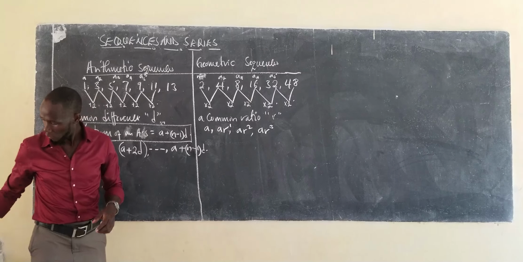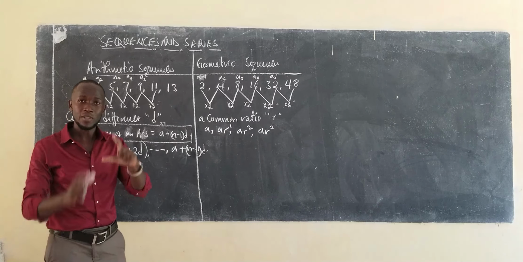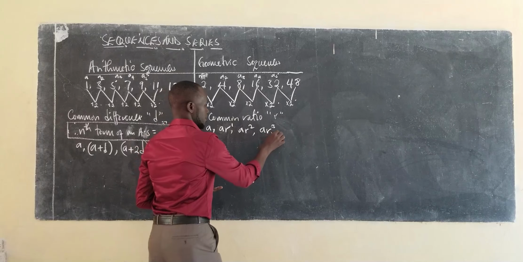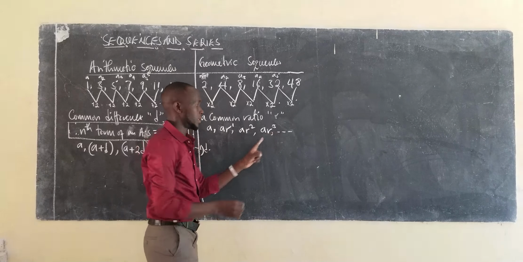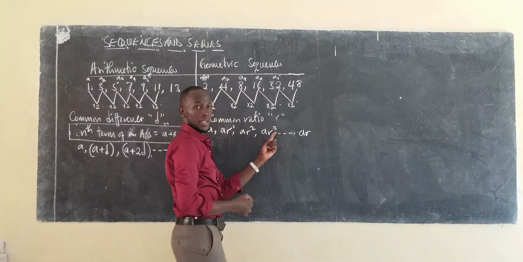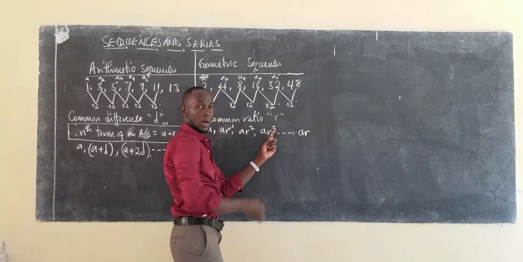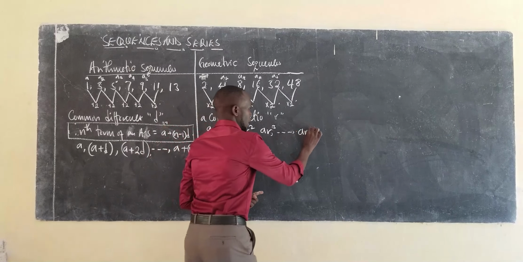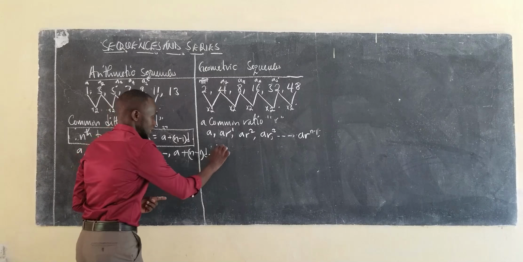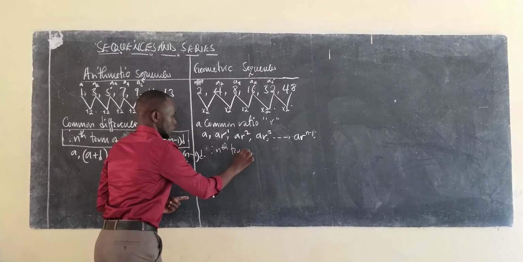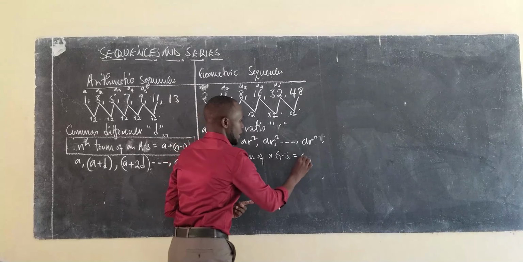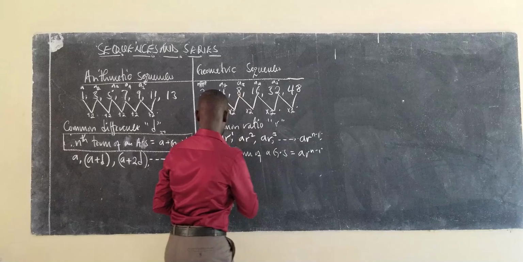And if somebody was asked to write the expression for the nth term of a geometric sequence, there are very many terms in between here. A R, because this is the fourth term and we have power 3, it implies that we got 4 minus 1, n minus 1. So we shall have power n minus 1. So therefore, somebody can vividly say that the nth term of a geometric series is given by A R power n minus 1.